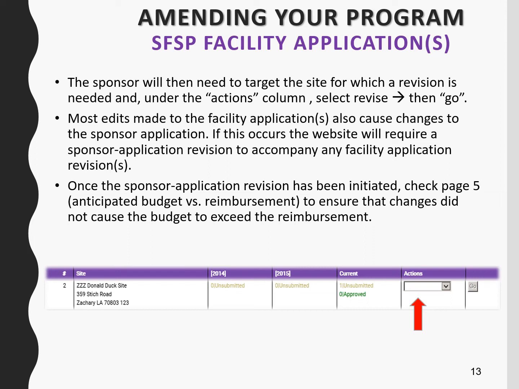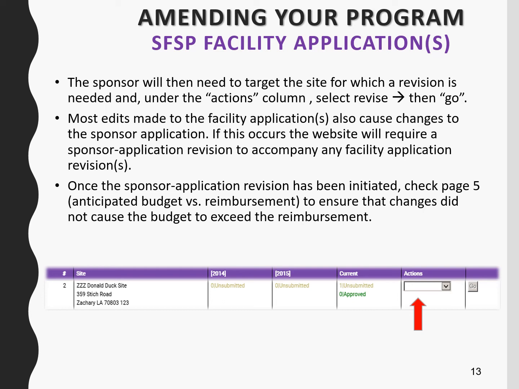The sponsor will then need to target the site for which a revision is needed. Under the Actions column, you will select Revise and then Go. Most edits made to the facility application or applications also cause changes to the sponsor application. If this occurs, the website will require a sponsor-level application revision to accompany any facility-level application revisions.